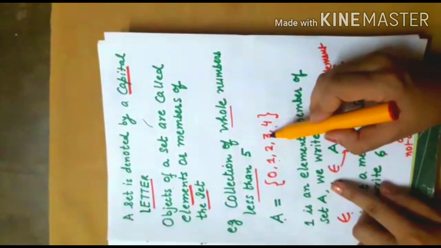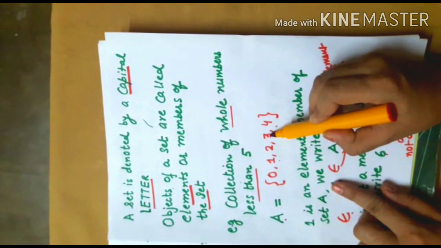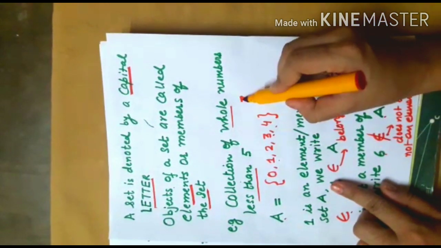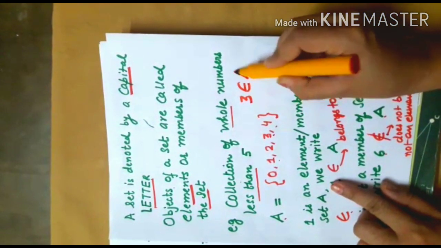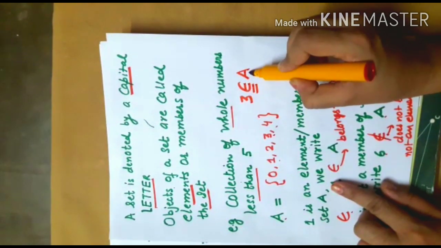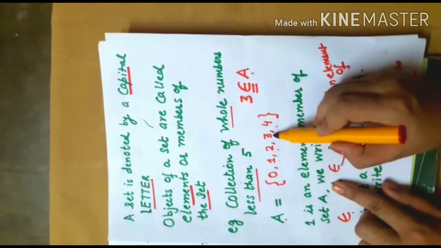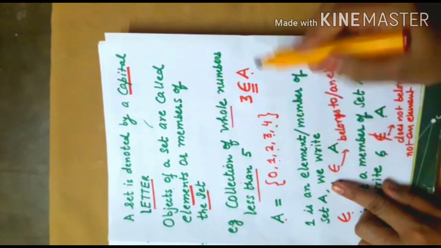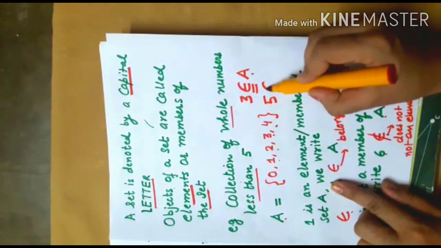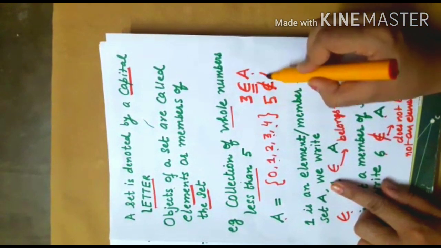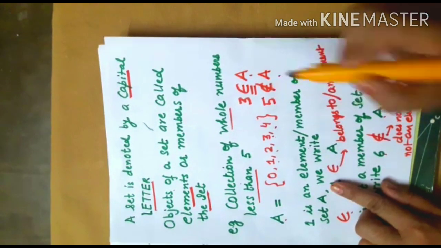So here 3 is an element of the set A. So I will write 3 belongs to the set A. 5 is not an element of this set. So I will write 5 does not belong to the set A.